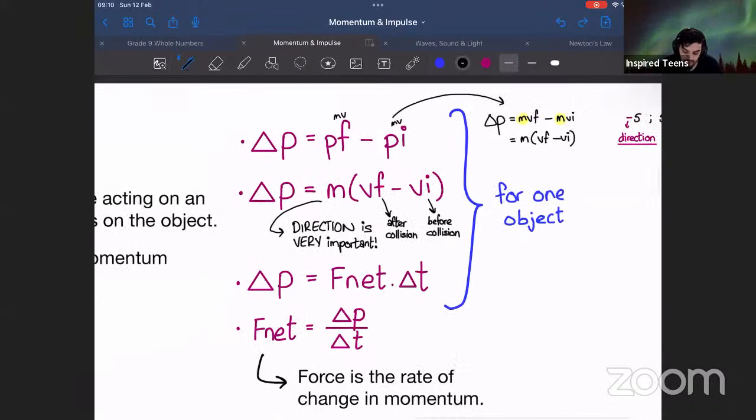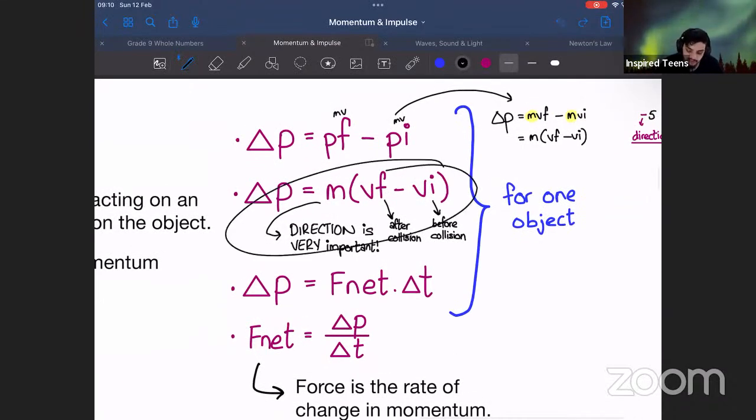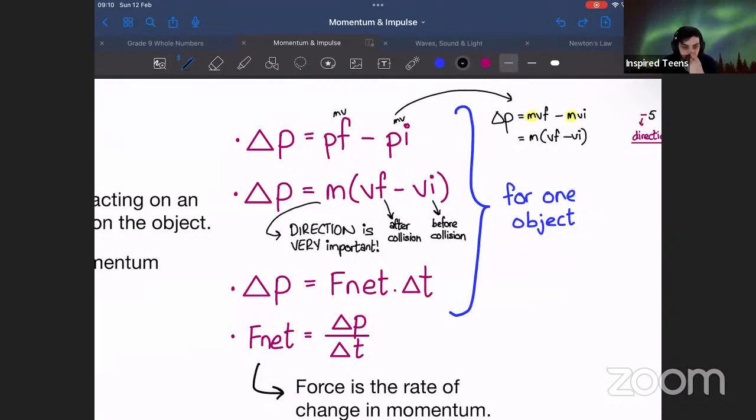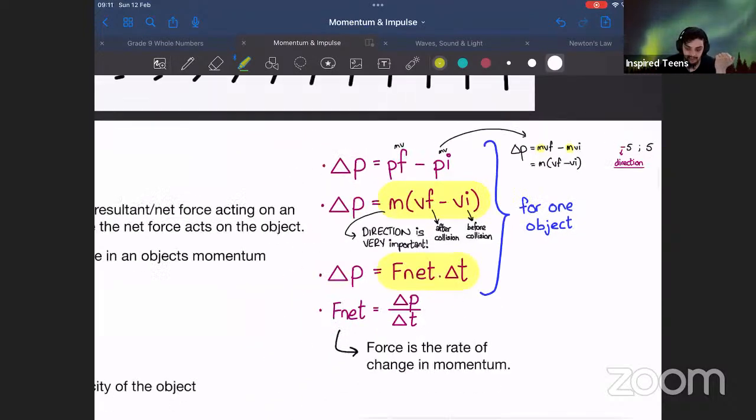So yes, we're discussing this formula. Direction is very important. V final is after the collision. V initial is before the collision. And we have the last one, which is delta P is equal to F net times delta T. Now, these two are the most important ones. If you've already done a lot of examples, you'll notice that you combine these two a lot. Delta P is equal to F net times delta T. That's actually the defining formula.